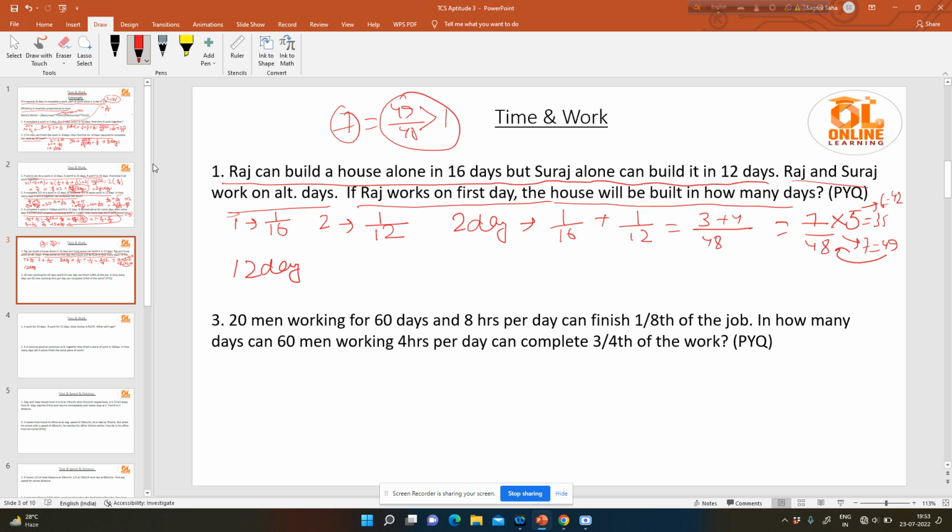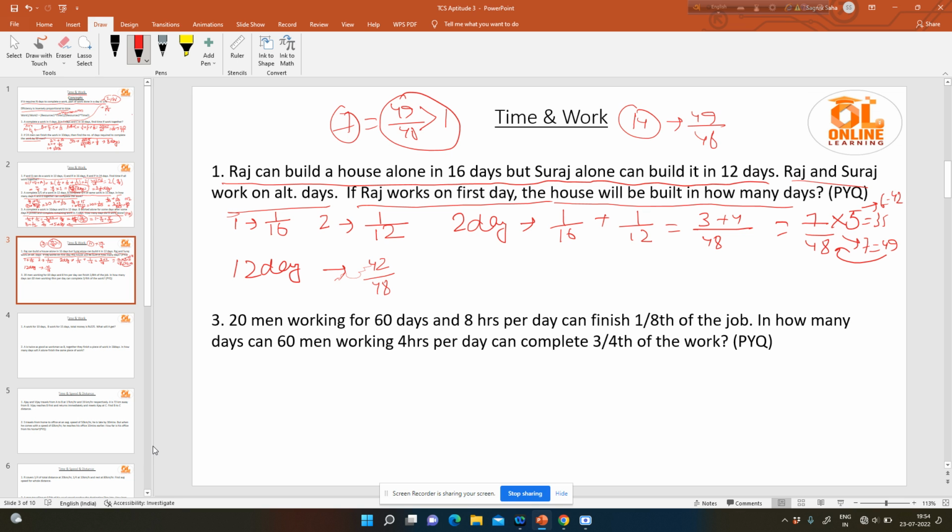So work cannot be greater. So we are multiplying it with 6. Hope you have understood, because we have to find the work that would be just less than the complete work. So in 12 days, the amount of work they do is 42 by 48, right? Now, if they work for 14 days, that would be 49 by 48. So in between 12 to 14 days, they built the house.